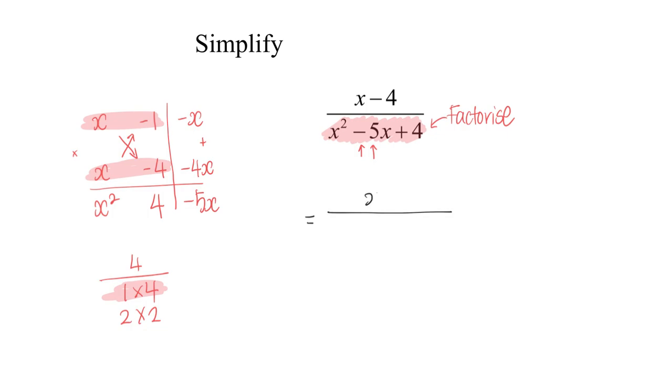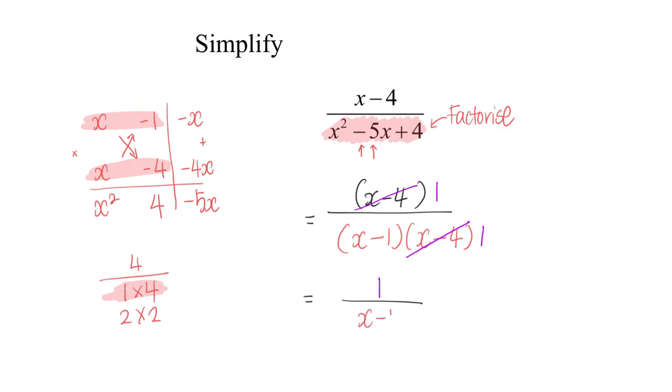factors. For the denominator, I'm going to put a bracket so that it's easier to see. I will have positive x, negative 1, positive x, and negative 4. And when I see a bracket that is the same, this one will become 1 over 1. So final answer, 1 over x minus 1.